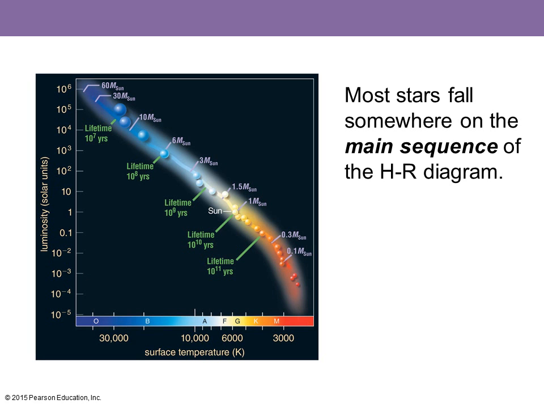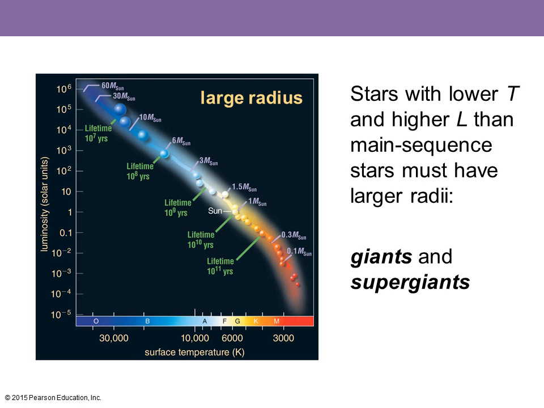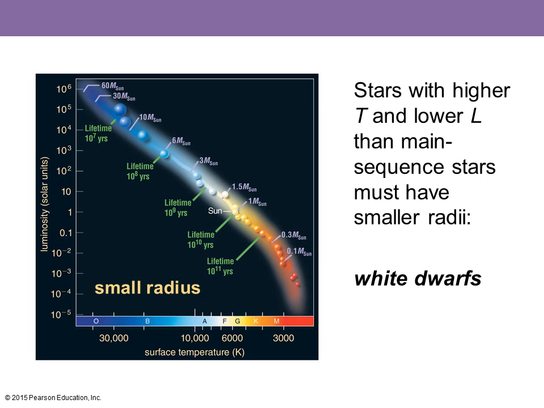So as it turns out, if we were to plot several thousand stars, we would see that most of the stars reside on what's called the main sequence. That's the band of stars going from upper left to lower right on the HR diagram. Stars with a lower temperature and higher luminosity than main sequence stars must have a larger radius. So we call those giants and supergiants, and they're normally off to the upper right. Then we have stars with much higher temperatures but lower luminosity because they're smaller. Those are called white dwarfs. So they would be in the lower left of the HR diagram.